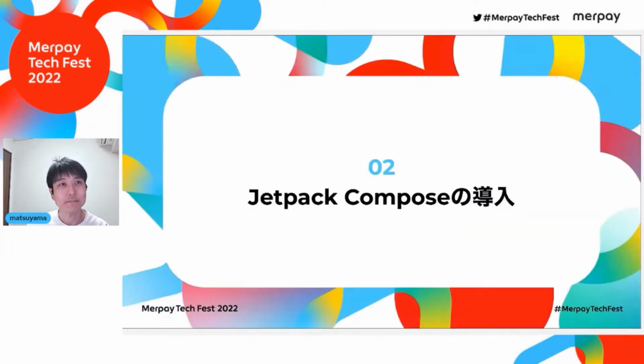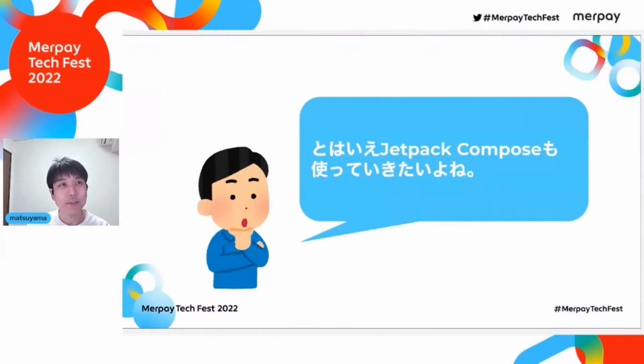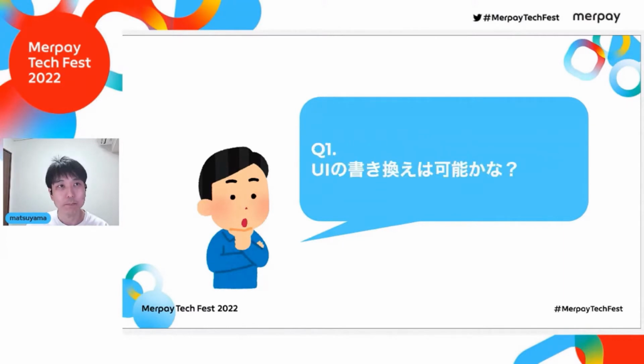The next step is to implement Jetpack Compose. We decided not to immediately rebuild the Merpay part of the app, but we did want to use Jetpack Compose in view of the current situation. First of all, Jetpack Compose is basically a mechanism for the UI part, so we started by checking whether it would be possible to replace only the UI part with Jetpack Compose.